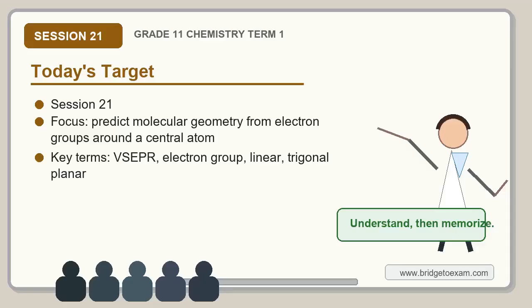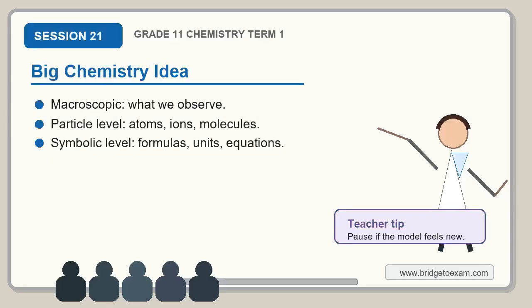We will move slowly and make the chemistry understandable. Your goal is to predict molecular geometry from electron groups around a central atom. Listen for these key terms: VSEPR, electron group, linear, trigonal planar, tetrahedral. First, keep the three chemistry levels together.